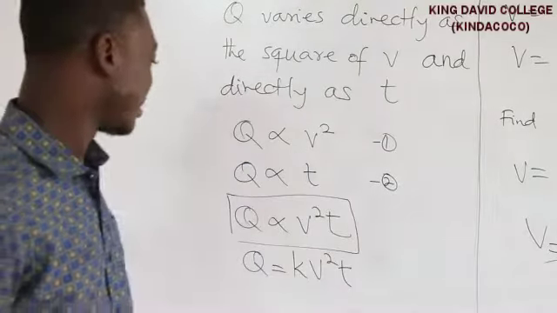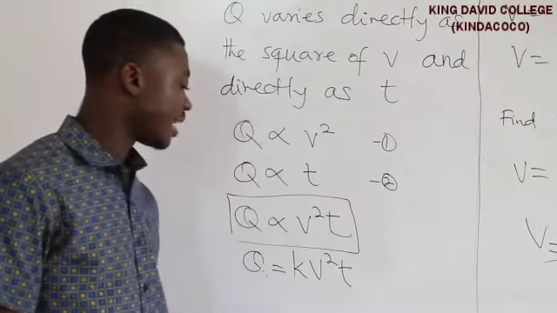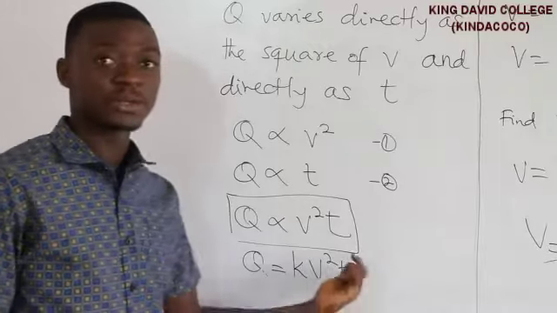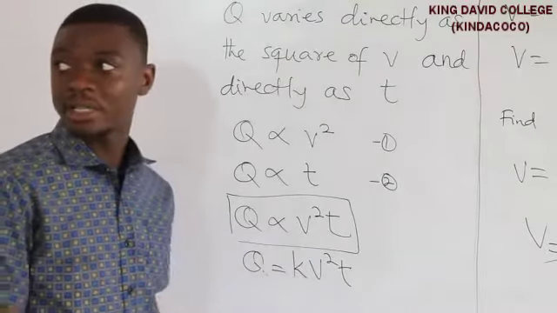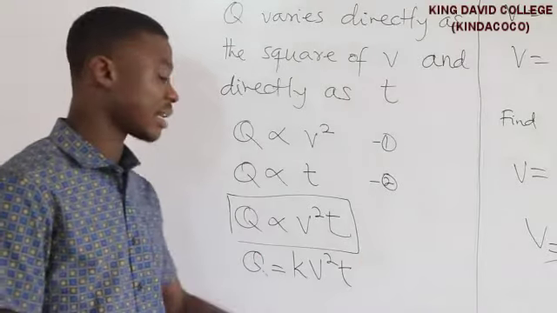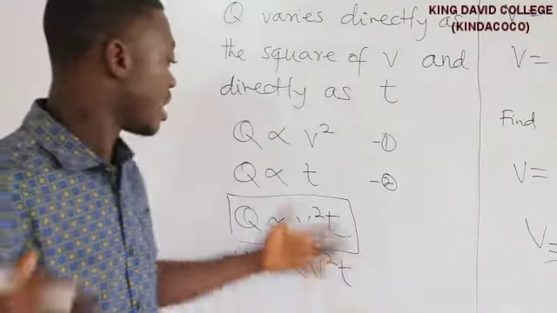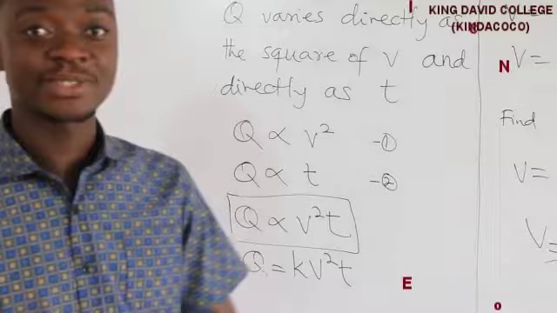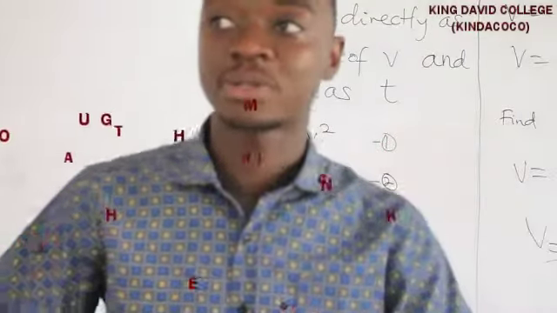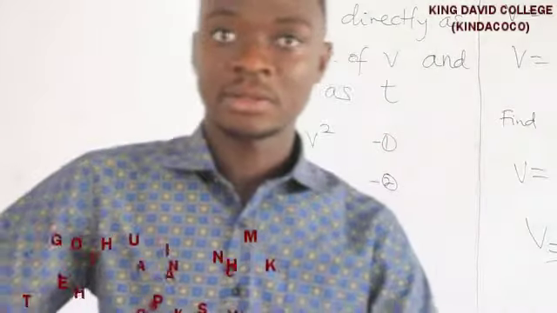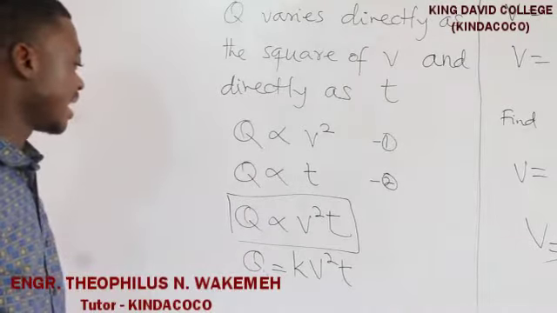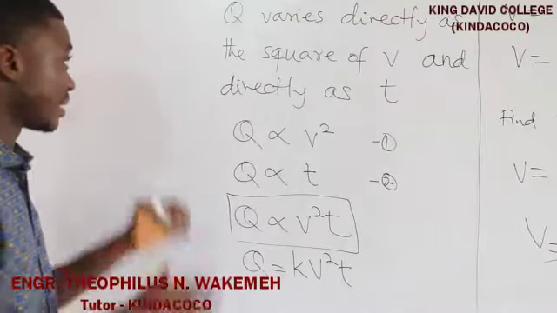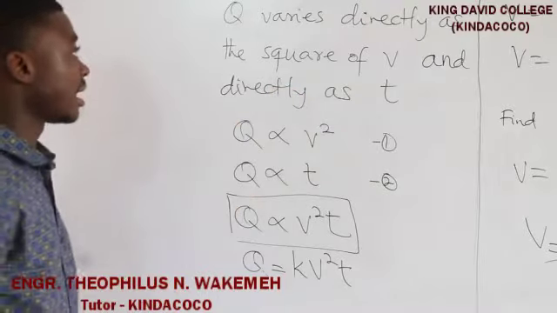After that, they will give you maybe Q and V and ask you to determine T, so you just change the subject. Or they will give you Q and T and ask you to determine V. That one is also there. So that is how everything works with joint variation.